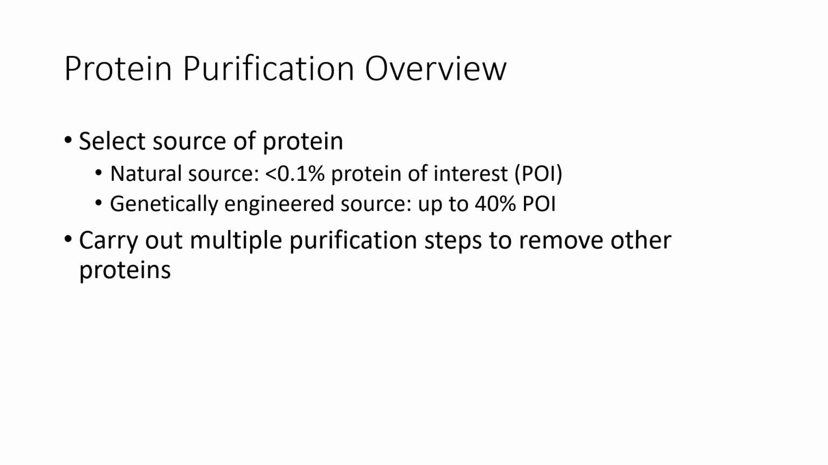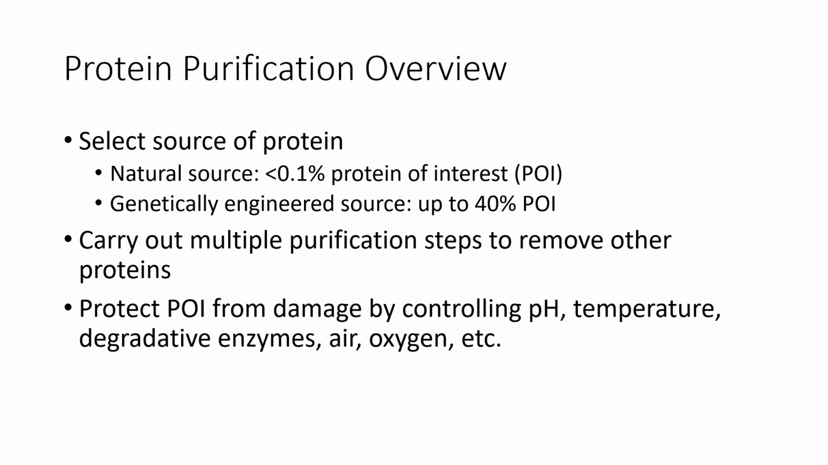And over the course of all of these purification steps, it's really important to protect the protein of interest from damage. So while you're in the lab, you need to do things like control the pH and the temperature, because varying pHs can make proteins more or less soluble based on their pKa's and pI's. At higher temperatures, proteins are more likely to degrade as compared to lower temperatures, and that's why we store a lot of our samples in the refrigerator or the freezer.